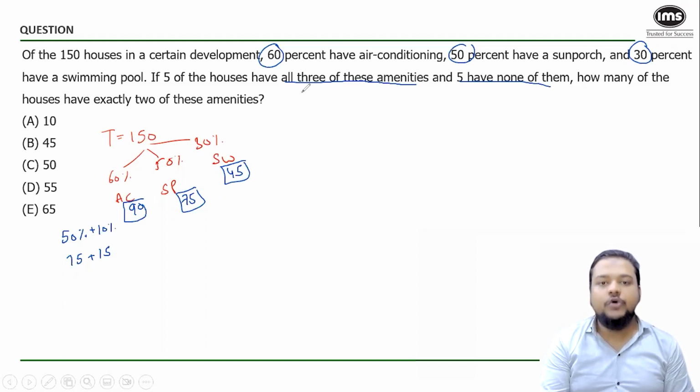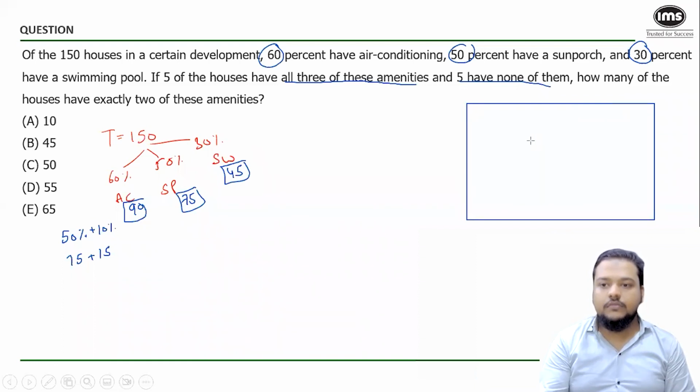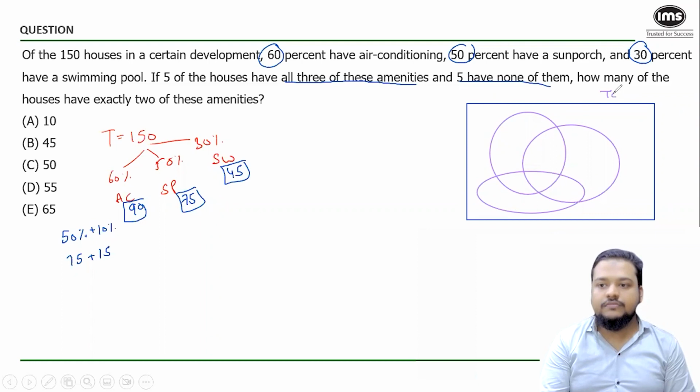So whenever you have overlapping sets, always see how many sets they are talking about. It's very clear: swimming pool, sun porch, and air conditioning. So 3 sets. Hence, please draw a 3 sets Venn diagram. Let me draw it for you. Draw a rectangle and then draw 3 circles. Now we will learn how to read the parts of this diagram. The rectangle is nothing but the total, so here the total number of houses is 150.